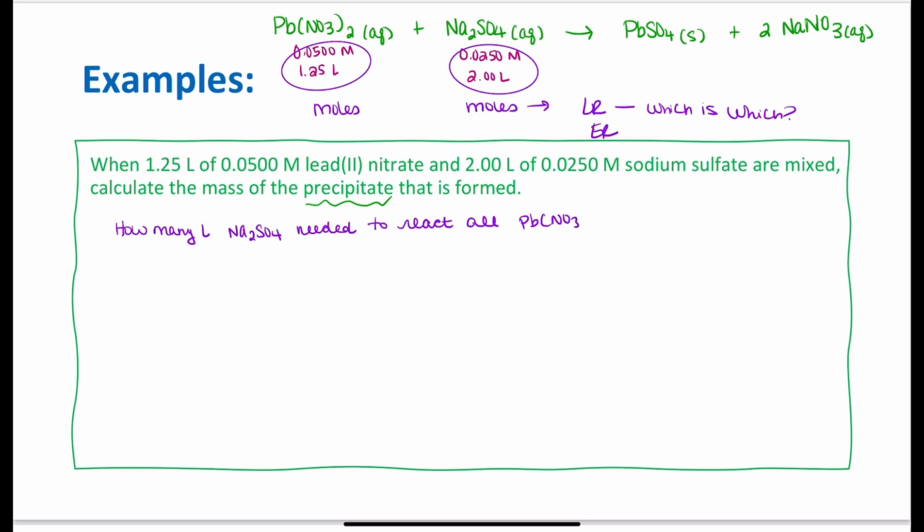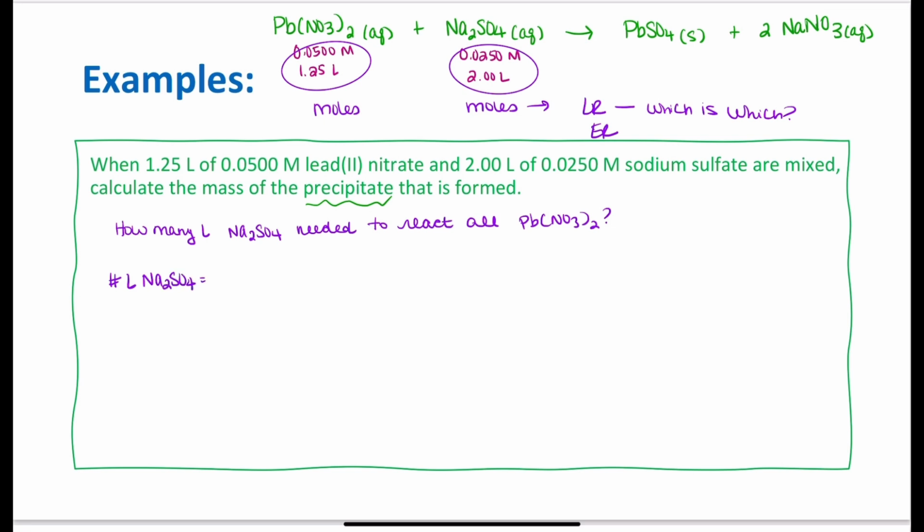And I'm doing this because it will help me determine what my limiting reactant is. If how many milliliters I need is less than I have, then I know what my limiting reactant is. If it's more than I have, I still know what my limiting reactant is. Either way, I'll figure it out. So number of liters of Na2SO4.